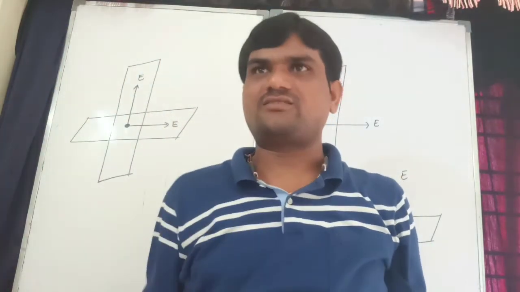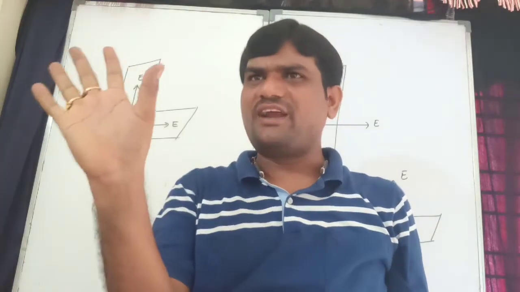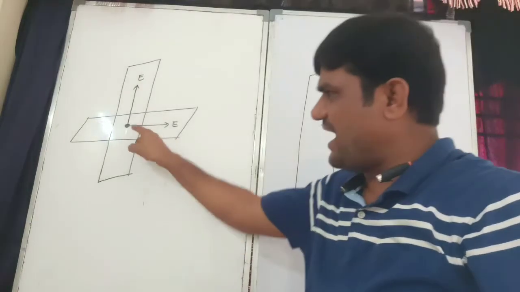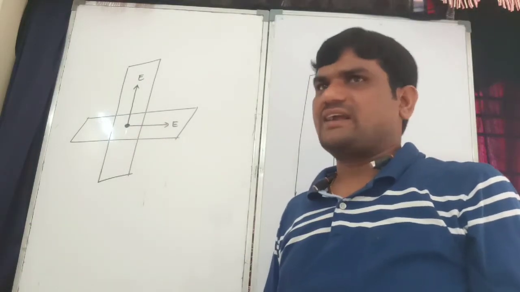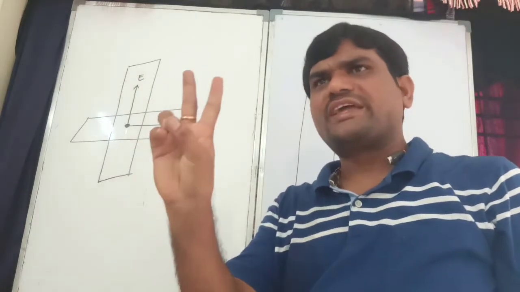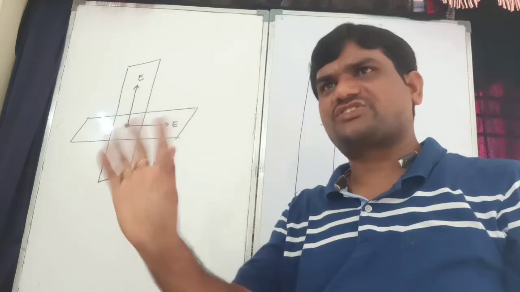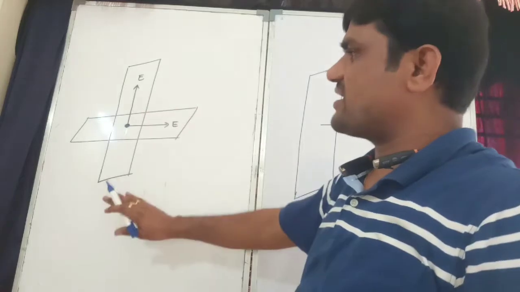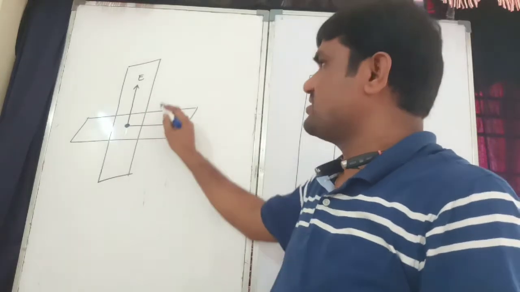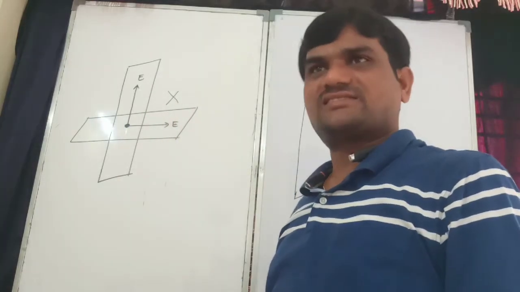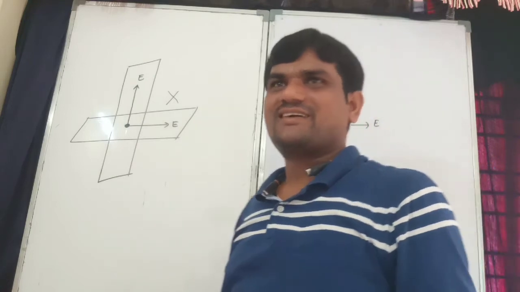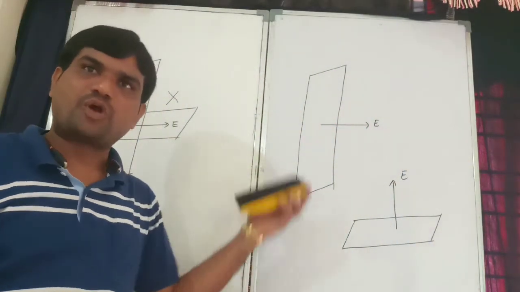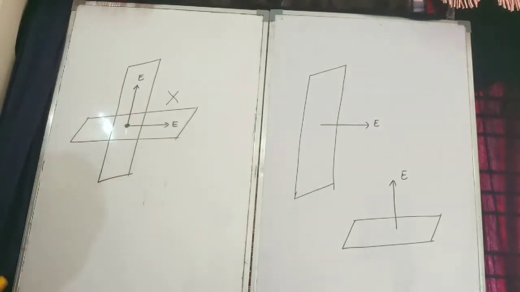That is wrong. Two electric field directions at the same point are never possible. That is why two field lines do not intersect. Are you clear? So this is the equipotential surface, its properties and definition.